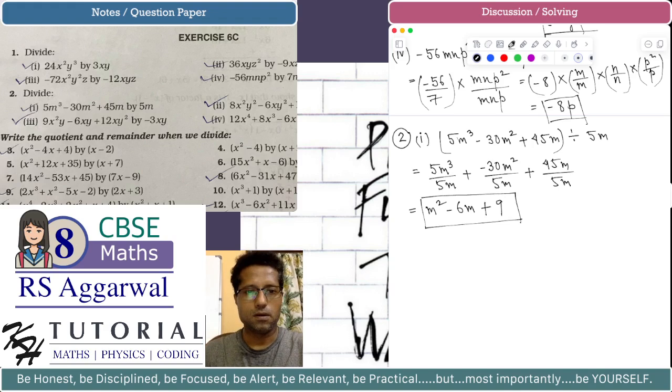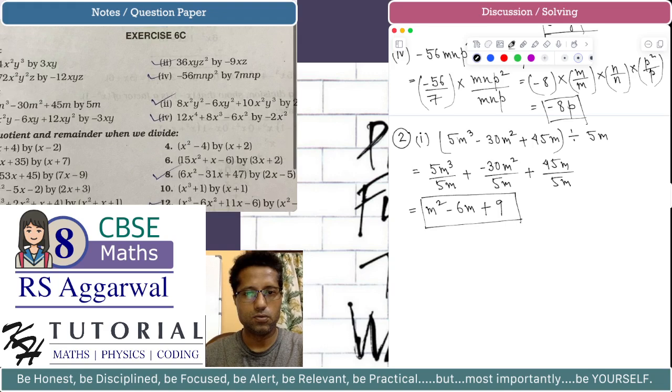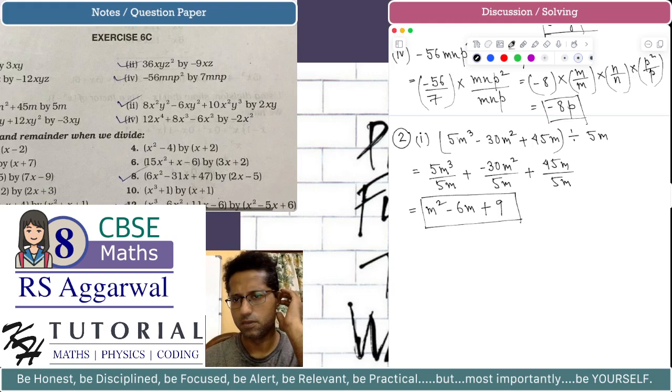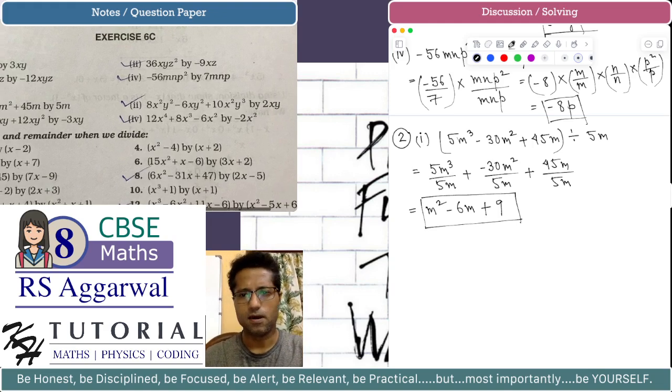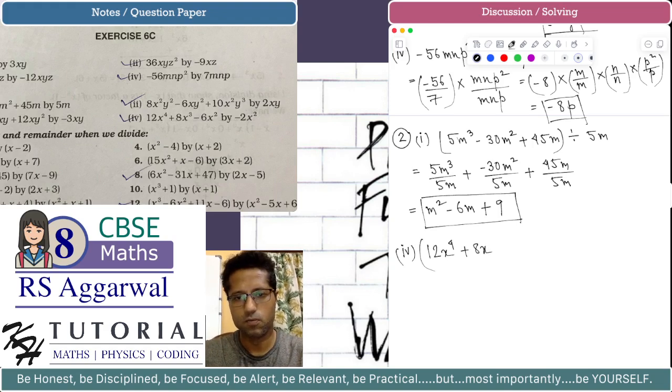Okay, I will not do the rest. I think the division of a polynomial by a monomial is quite straightforward and easy, but for the sake of illustration, I will do number 4. The polynomial is 12x to the power 4 plus 8x cube minus 6x square, this divided by minus 2x square.